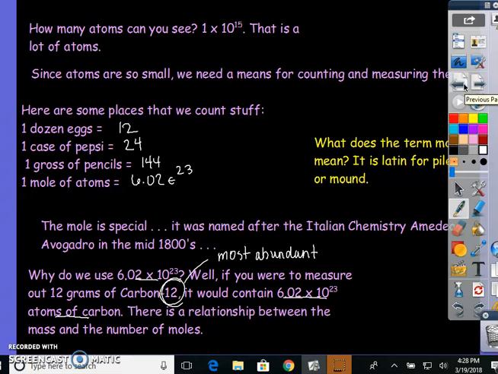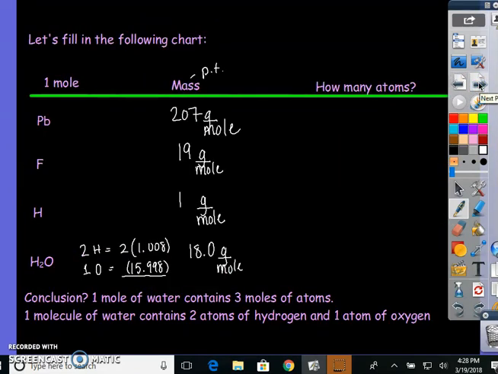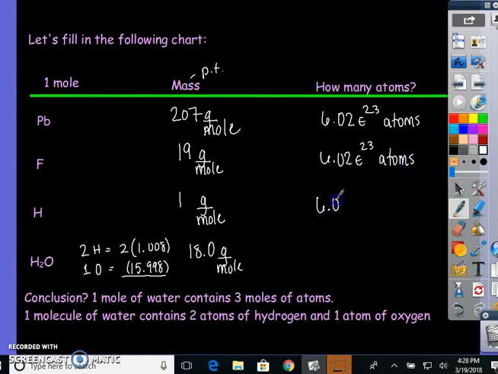So I should be able to apply the same logic here, and then say for 207 grams, I'm going to have 6.02 times 10 to the 23rd atoms of lead in 207 grams. Same thing goes for fluorine. You're going to have 6.02 times 10 to the 23rd atoms. And then for hydrogen, you're going to have 6.02 times 10 to the 23rd atoms. And of course, the last one is going to be the same thing, Munchkins.